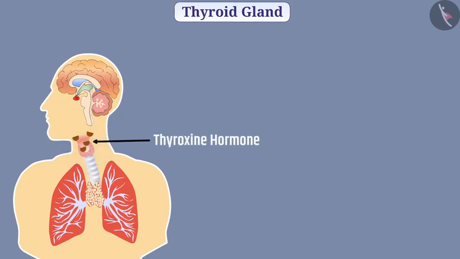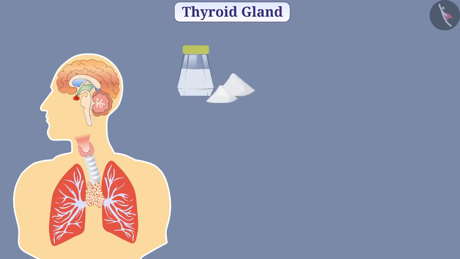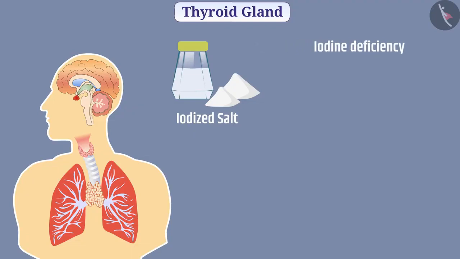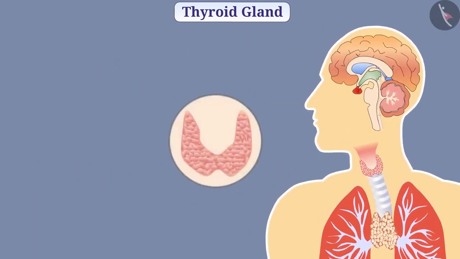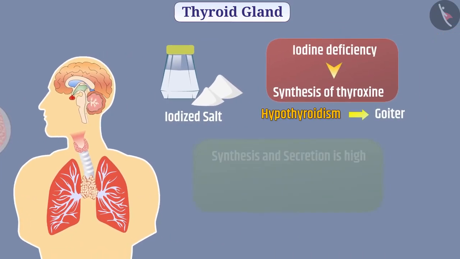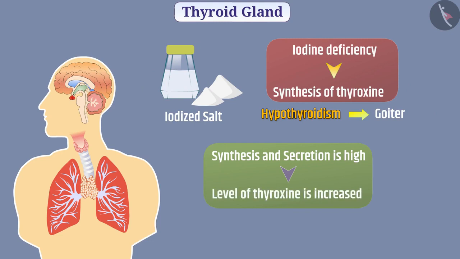The thyroid gland synthesizes thyroxine hormone with the help of iodine. Iodine is therefore required for synthesis of thyroxine at normal rates. So, we should take iodized salt. Iodine deficiency reduces the synthesis of thyroxine, known as hypothyroidism. It leads to the disease called goiter. In this disease, there is a growth of the thyroid gland and swelling in the neck. If the synthesis and secretion of thyroxine is high in the body, then the level of thyroxine is increased, which is called hyperthyroidism.